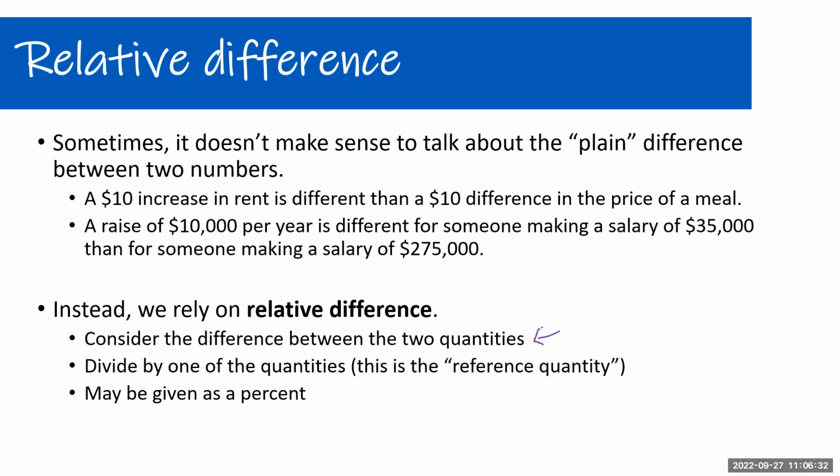So consider the difference between the two quantities. So this is the absolute difference or a raw difference. And then you're going to divide by a reference, okay?